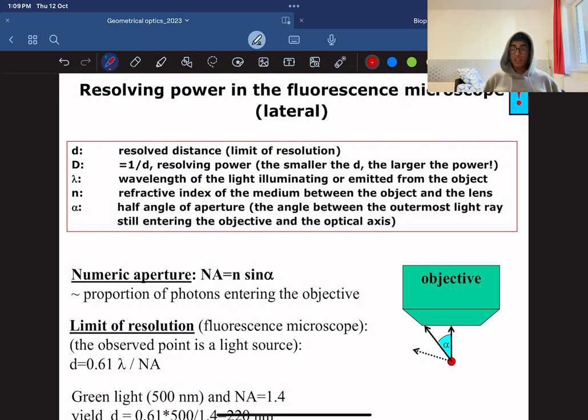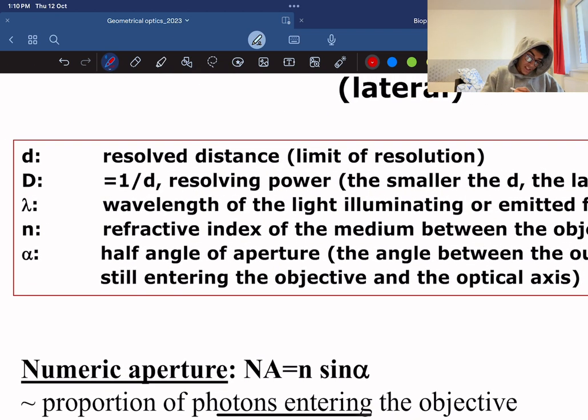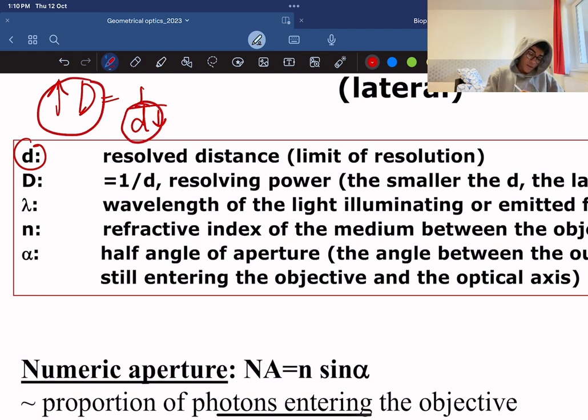Okay, the small d is the resolved distance. This is the distance I was talking about. That small distance, the amount of separation until when you can see them as two different points, and when they cross that distance, they become one blurry point. That is the resolved distance. D gives us the power. Obviously, you would want your resolved distance to be small. So the smaller d is, the larger D becomes. The smaller the d value, the more resolution your microscope has.